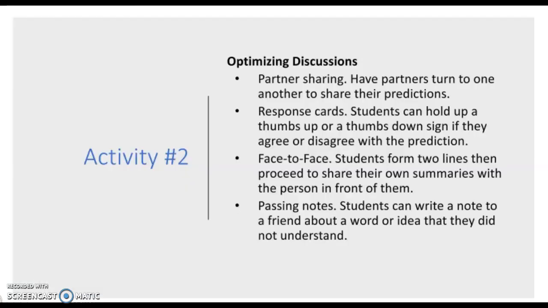The second activity is all about optimizing discussions, having students have meaningful conversations about what they read. The first one is partner sharing. Have partners turn to one another to share their predictions. Response cards. Students can hold up a thumbs up or a thumbs down sign if they agree or disagree with the prediction. Face-to-face. Students form 2 lines, then proceed to share their own summaries with the person in front of them. And finally, passing notes. Students can write a note to a friend about a word or idea they did not understand.